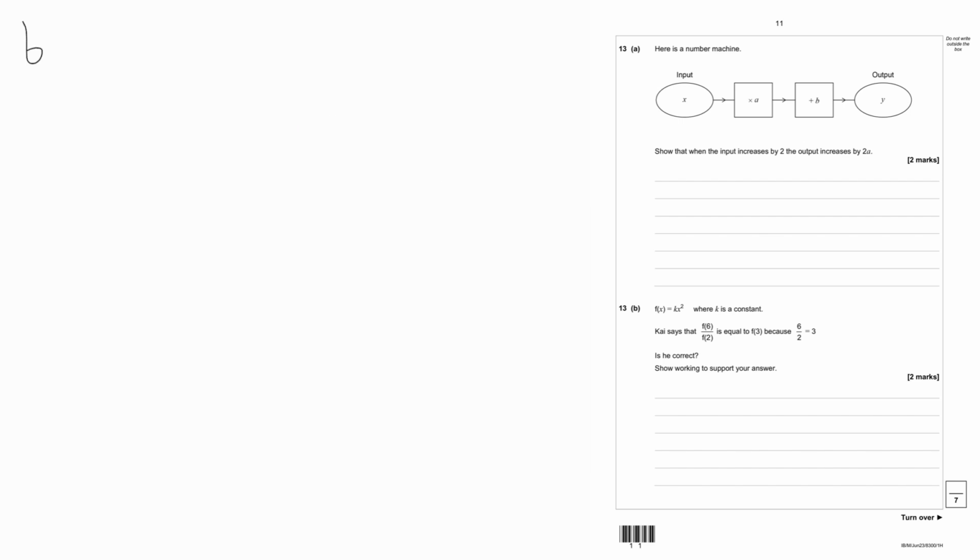So moving on to part B, and we're told that f(x) = kx², and Kai says that f(6) over f(2) is equal to f(3) because 6 over 2 equals 3. Is he correct? Well, let's see. So let's just write this out. So we have f(x) = kx², and let's just work this out.